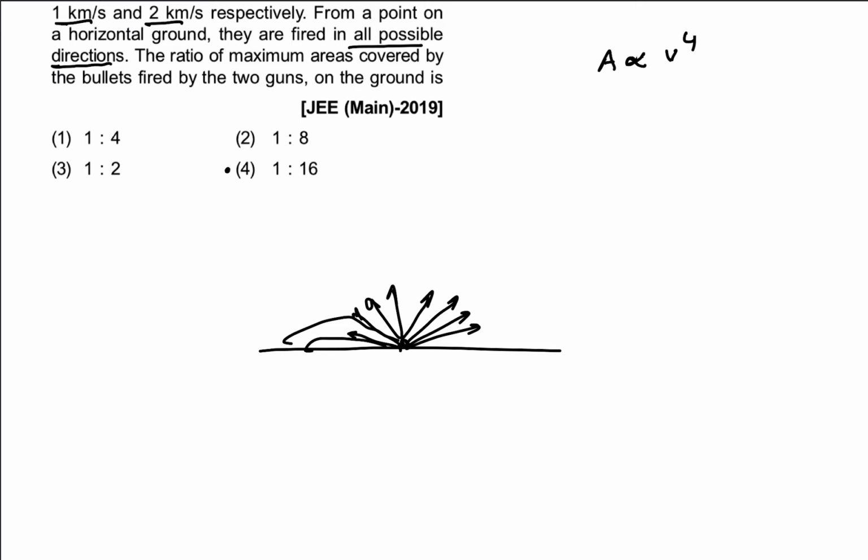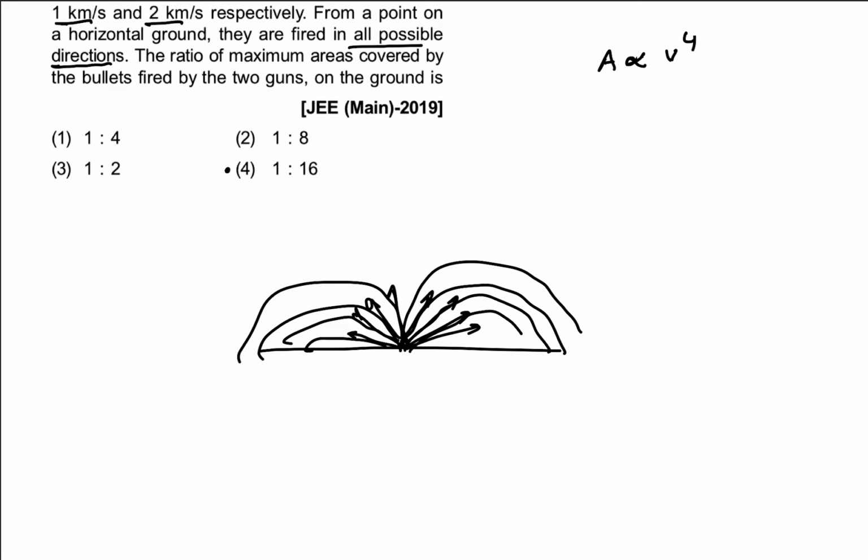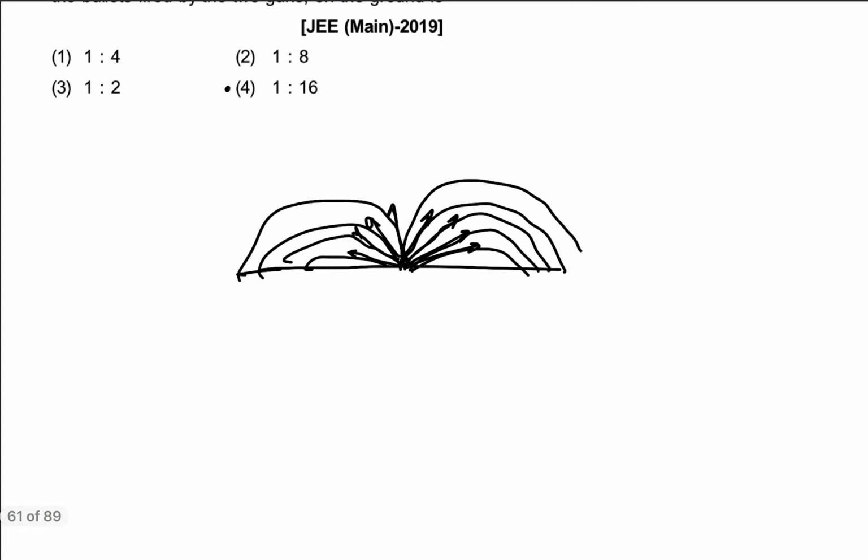It can take any direction, like this, like this, like this. Any direction it can go. Now, the ratio of the maximum areas covered by the bullets fired by the two guns on the ground.